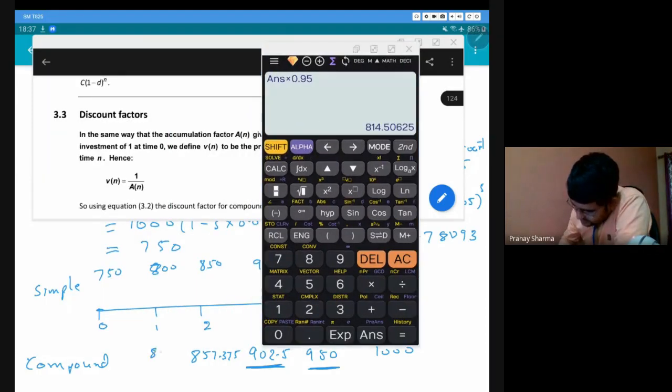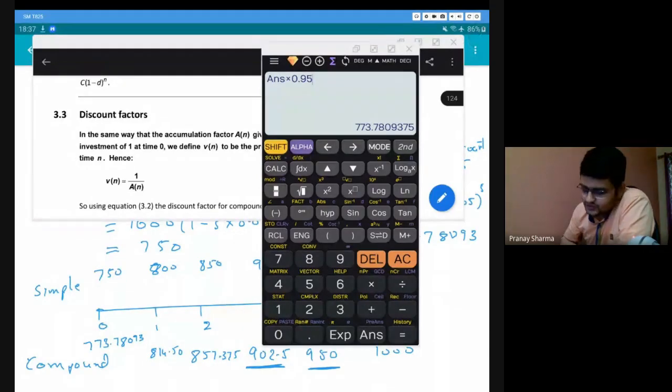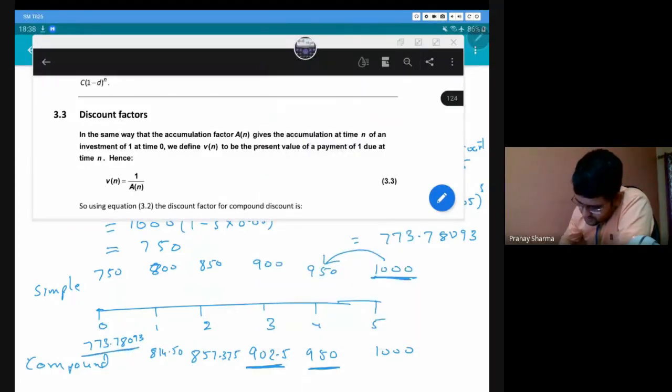We'll have 814.50. We are getting 773.78093, right? So why is that? Because we are discounting on discounted values. So while we are discounting for the same rate of discount, our present value of compound discount would be more than the present value of simple discount. If we are talking about more than 1 year, it will definitely be different; for less than 1 year, opposite.